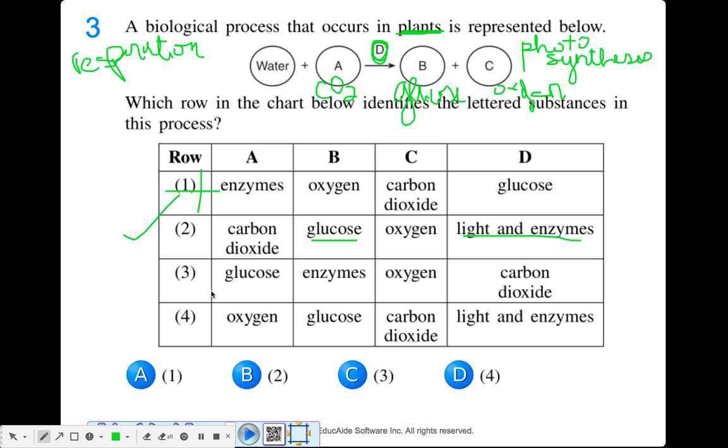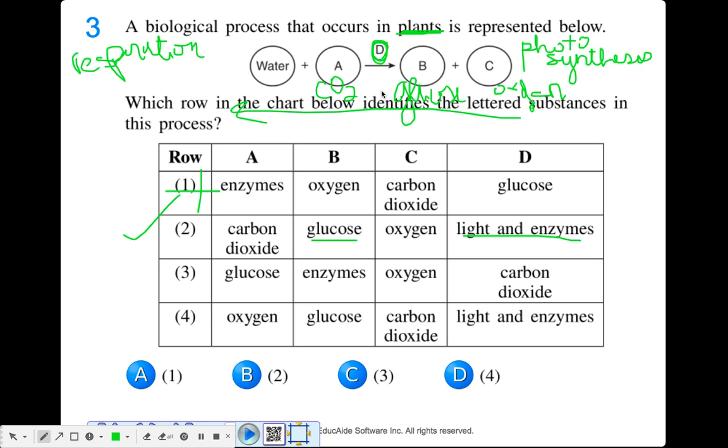Now we just have to watch out to see if respiration is down here too, because respiration is also a possible answer. Respiration, we know, is the opposite of this reaction, right? Respiration takes oxygen, it goes in reverse. Respiration is oxygen plus glucose producing carbon dioxide and water. Let's see if we have that.